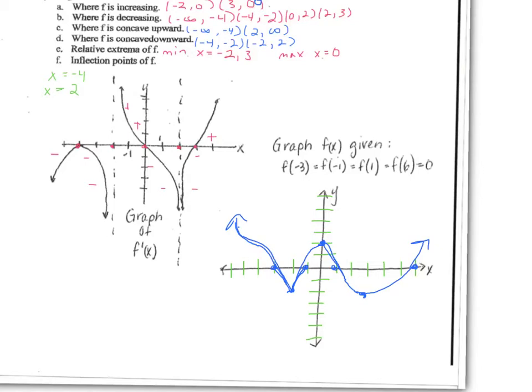One thing I want to change is because our derivative is undefined at 2, just want to make more of a saddle type of situation through 2 so we can get a vertical tangent line going on. All right, there we go.